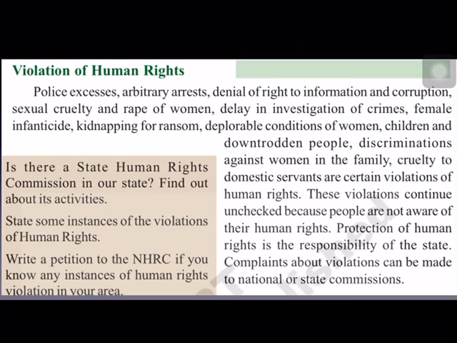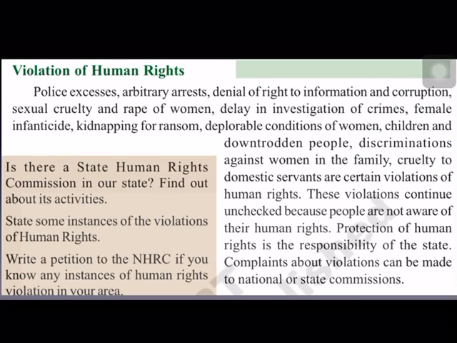Denial of the right to information and corruption, sexual harassment, and delay in investigation of crimes. If there is any delay in investigation of crimes, that is also a violation of human rights. Female infanticide. If a female child is born, some parents immediately kill her. That is called infanticide. Kidnapping people for ransom amounts, mostly women. Sometimes children also are kidnapped.